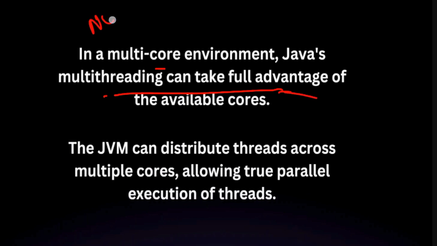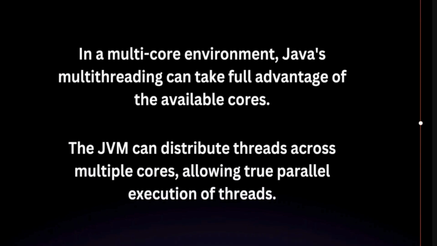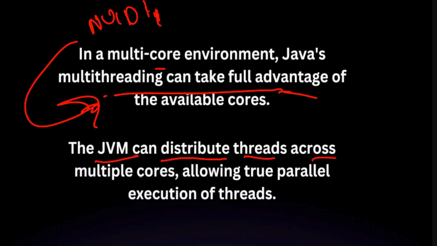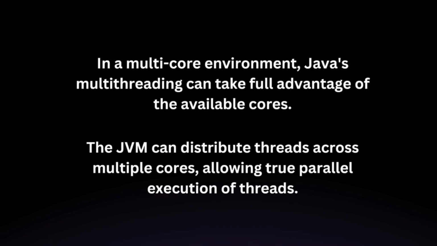Again, in a multi-core environment with modern CPUs, Java's multi-threading takes full advantage of the available cores. For example, I currently have an NVIDIA GPU laptop, so I have multiple cores in my laptop and also a GPU. Java's multi-threading is going to make full use of my gaming laptop, so I can run multiple tasks together. So what does the JVM do? It distributes the threads across multiple cores, allowing true parallel execution of threads.